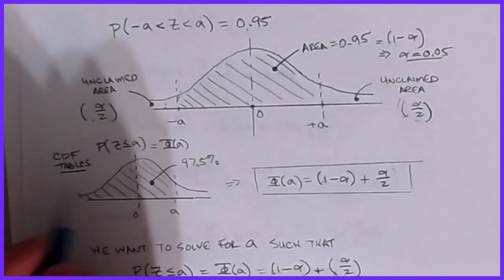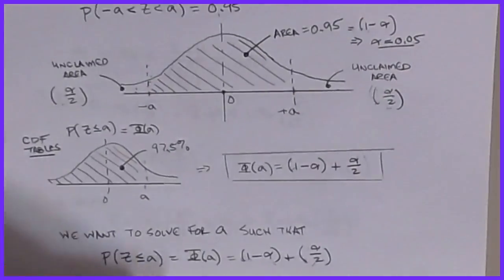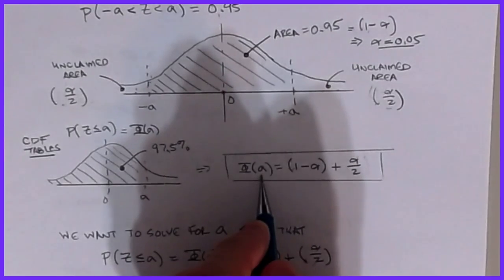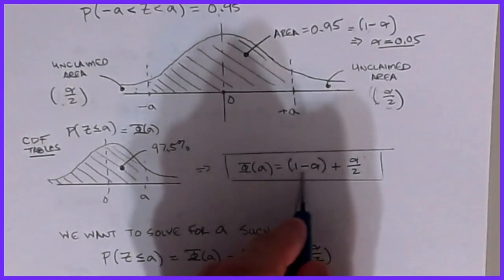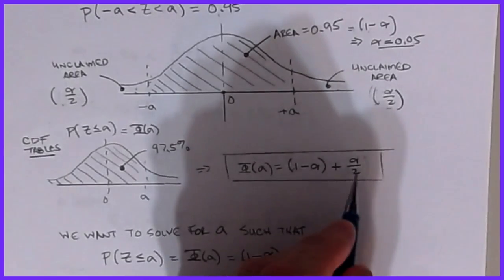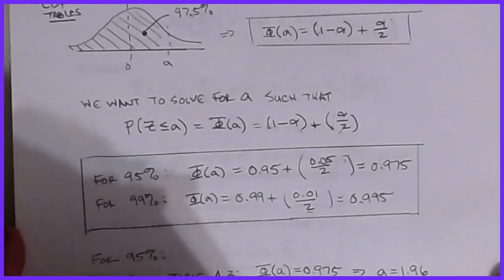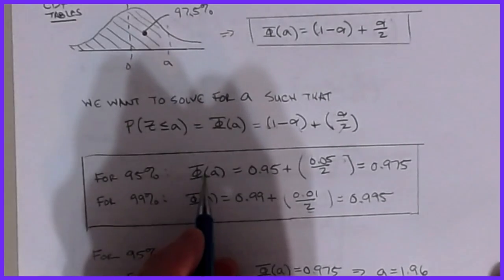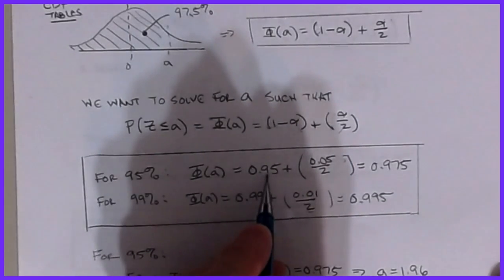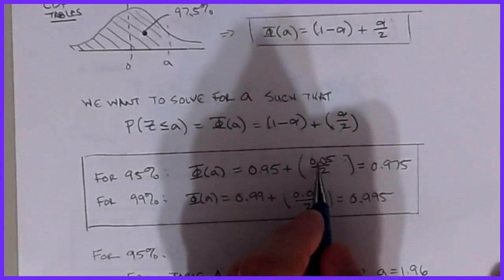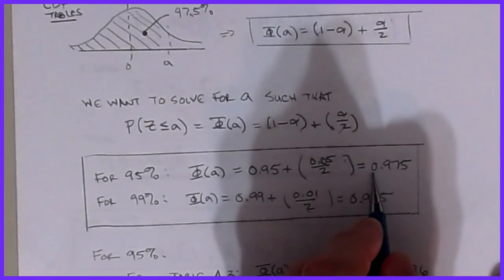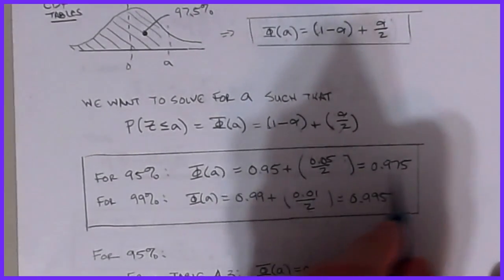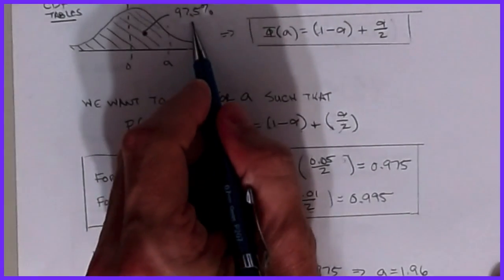And so we're looking then for the nomenclature to be able to use the tables, that phi of my point A is equal to 1 minus alpha plus alpha over 2. Okay, so if we work this for my 95%, we'll find that my 1 minus alpha is 0.95 plus 0.05 divided by 2, which will get me a percentage of 0.975. That's that 97.5% number that you saw here.